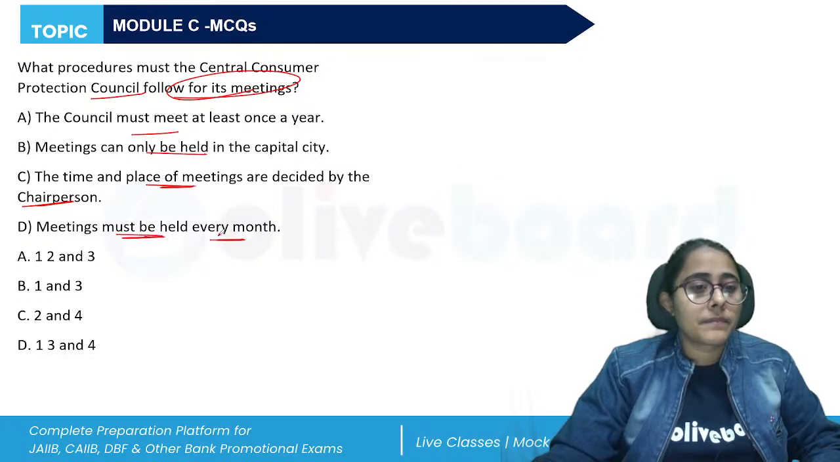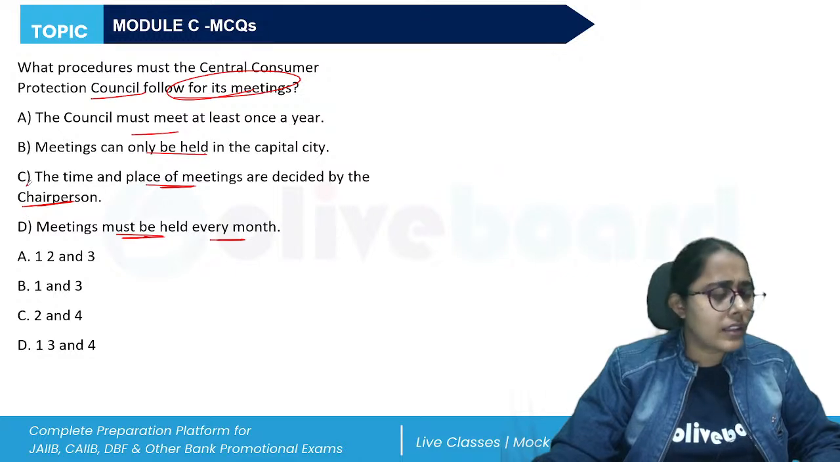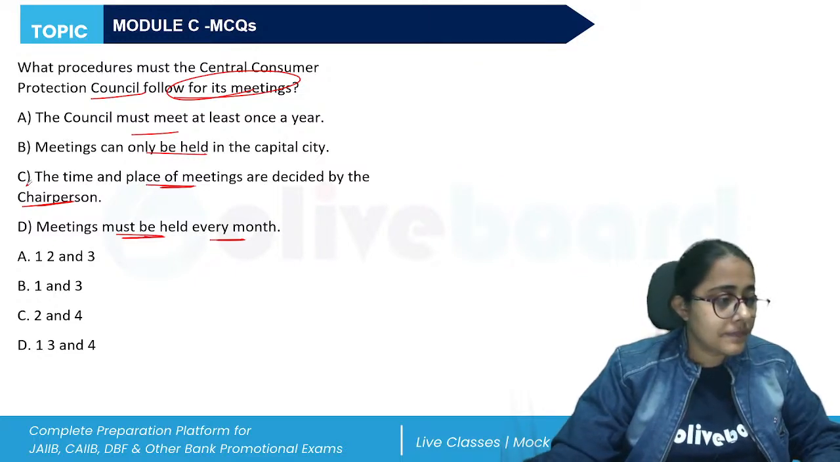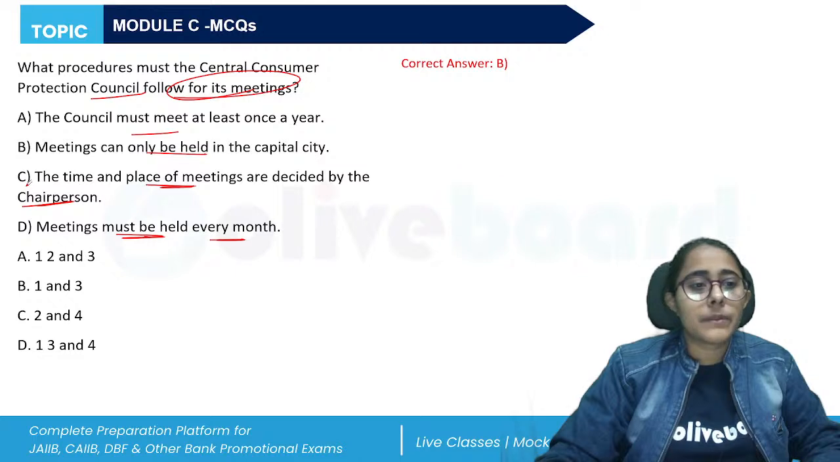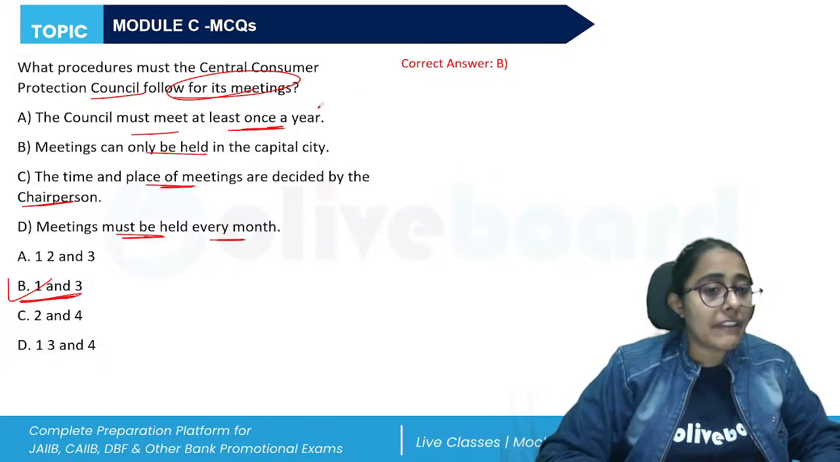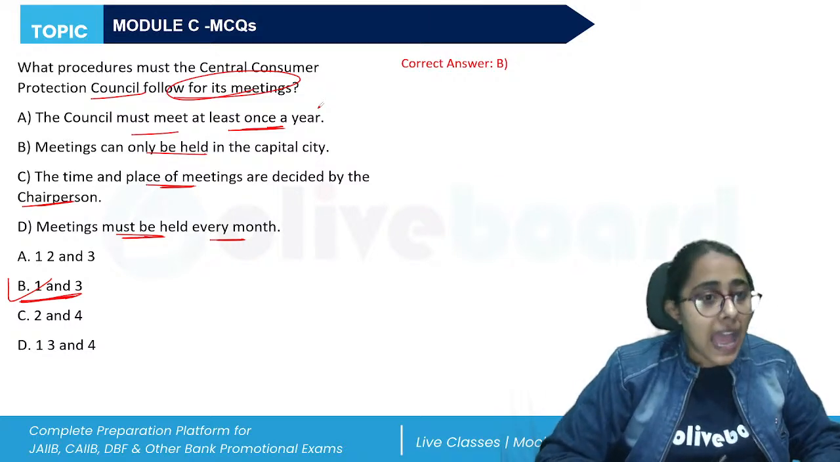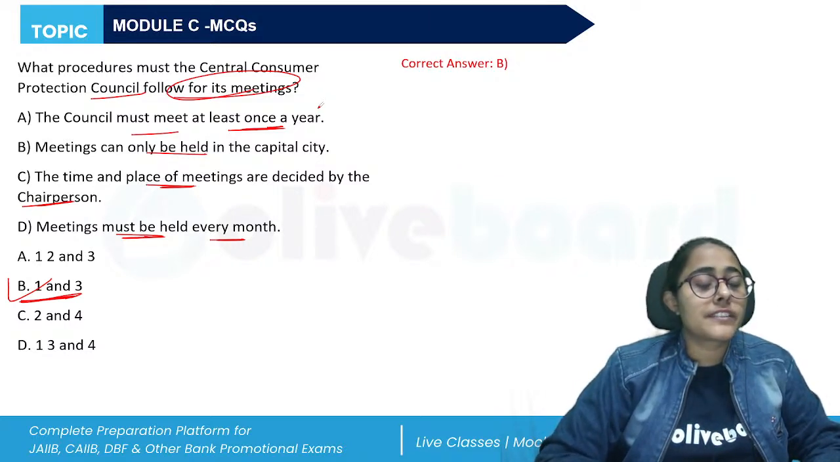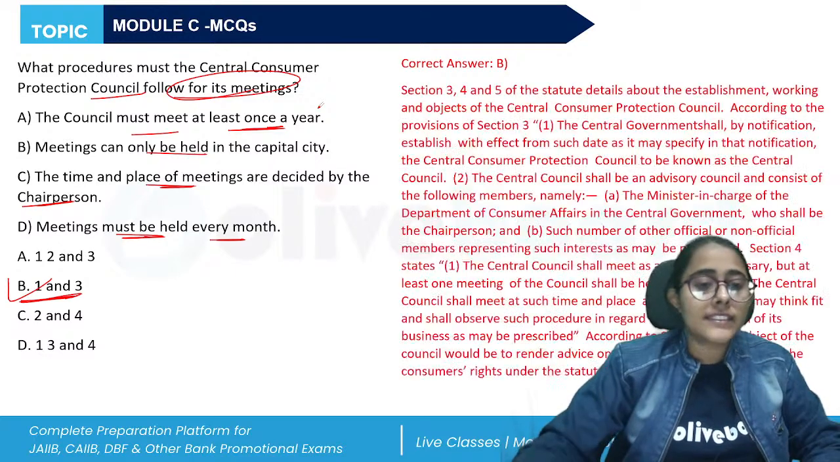So option A and option D are completely opposite. Option A says that they should meet at least once a year, and D says they must be held every month. So we can strike out the option where both are given together. We can use the elimination method. So the correct answer will be option B, that says 1 and 3 only. That the meeting should be held at least once a year. It is not required to be held every month. Once a year is stated, and the time and place will be decided by the chairperson, not always in the capital city, as decided by the chairperson.